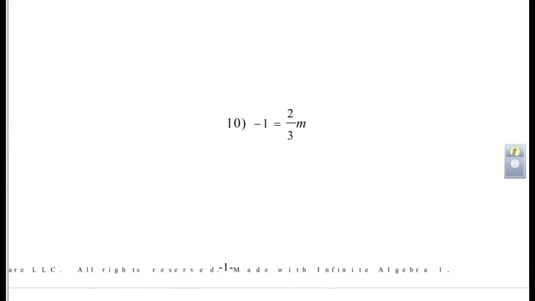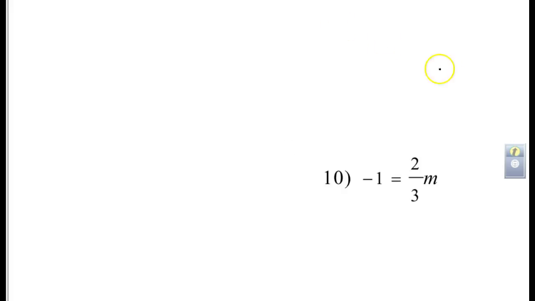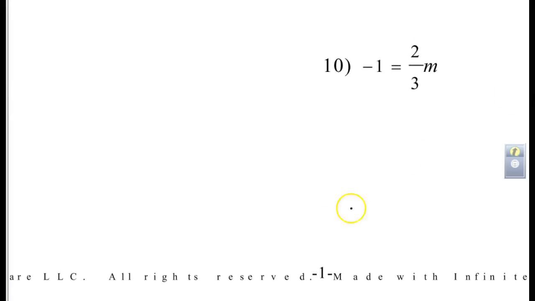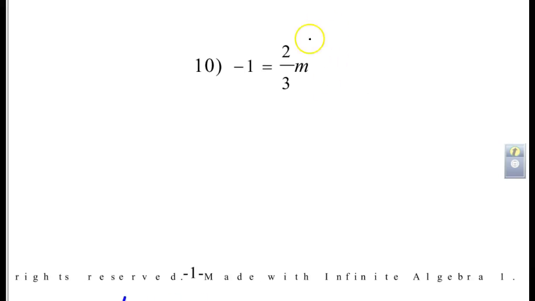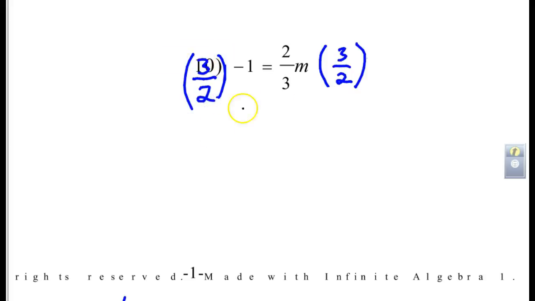So yeah, 10's an example where it's already a fraction for you, so we don't have to make it a fraction. See, the coefficient is 2 over 3. So we can just do 3 over 2. And then over here, 3 over 2. The 3's cancel, the 2's cancel. We end up with 1m. And then 3 times -1 is -3 and over 2. So just -3 over 2.